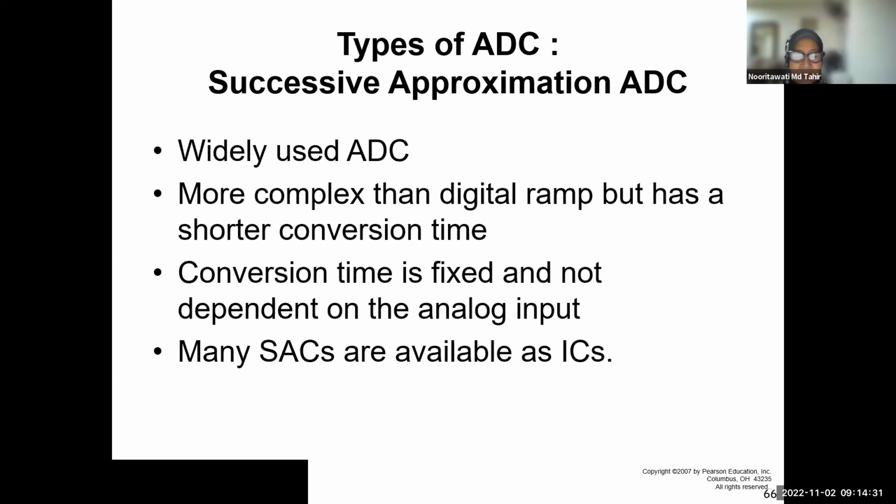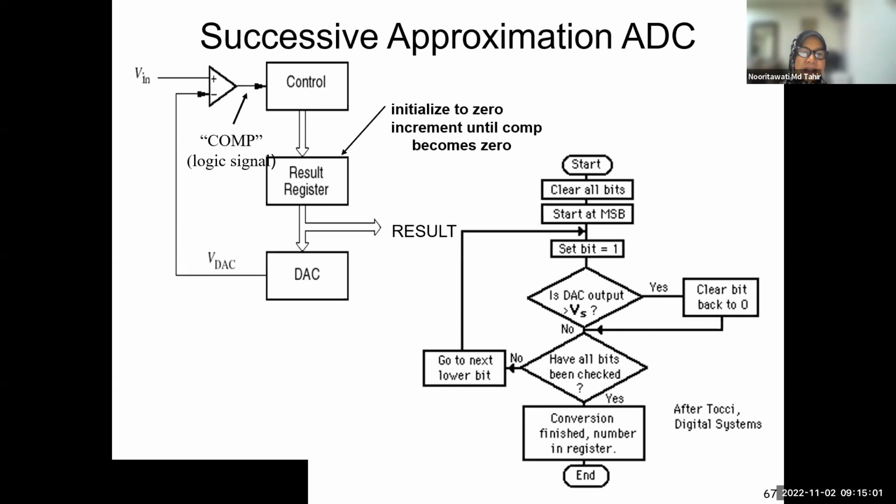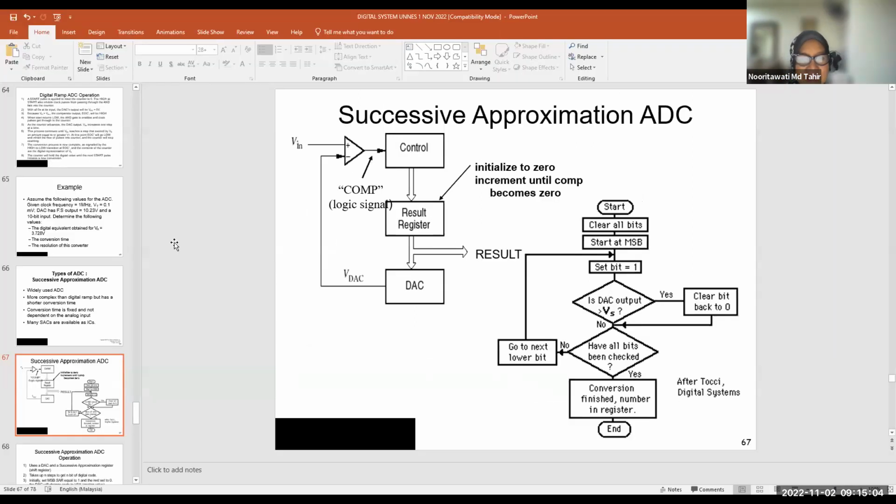Okay. So the second one is actually successive approximation ADC. This is actually the most widely used analog to digital converter. Not to say it is complex, pada saya dia lagi mudah sebab the conversion time adalah shorter, ya. And also SAC are also available in IC. Okay, this is actually the circuit of SAC.